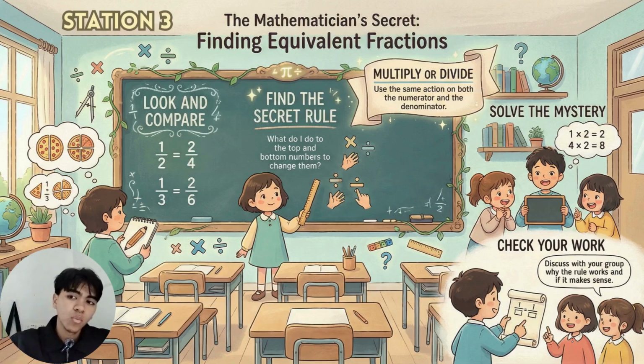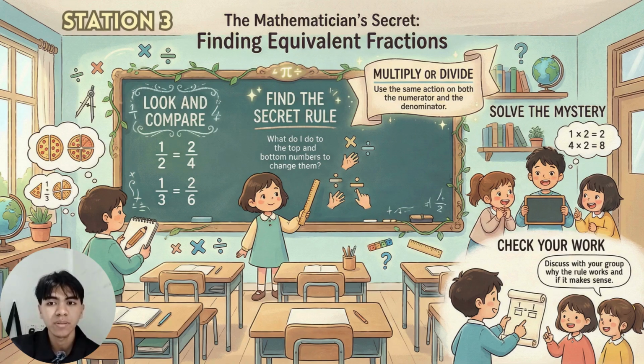Okay, now we move on to our final station, station 3, which we call the mathematician's desk. This station represents the symbolic stage in Jerome Bruner's model, which is the highest level of representation. At this stage, pupils work with abstract symbols such as numbers, fractions, and equations. After experiencing learning through hands-on material in station 1 and visual methods in station 2, pupils now have a strong conceptual foundation. This allows them to make sense of mathematical symbols meaningfully rather than seeing them as random numbers.